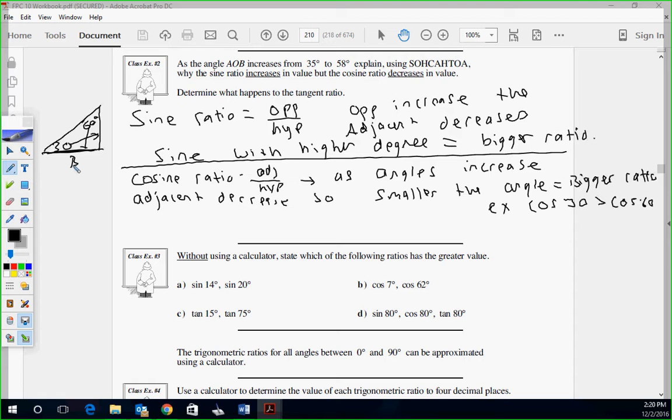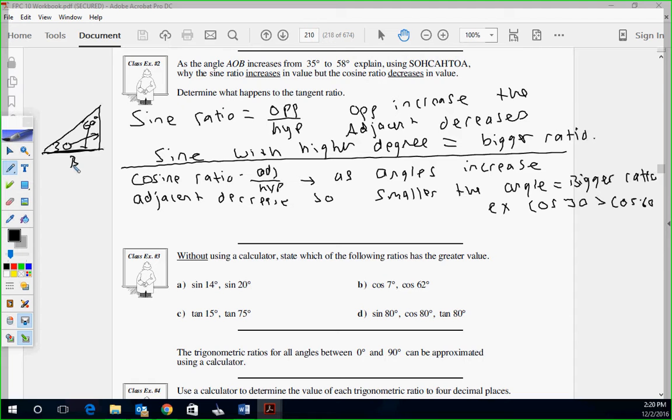Because cosine's the adjacent side, it has to wait. How big's this angle? Oh, we want it smaller so that we can be bigger. So the example says cosine of 30 is a bigger ratio than cosine of 60, because the smaller the angle, the bigger the cosine.